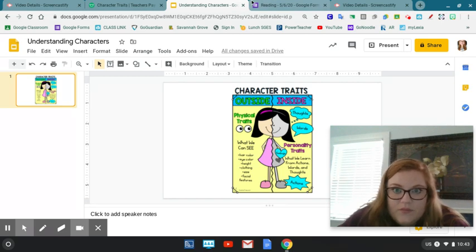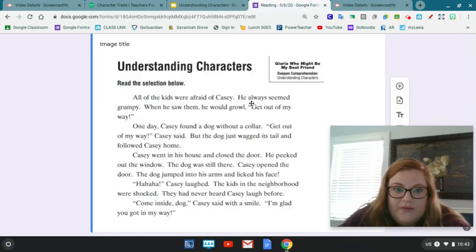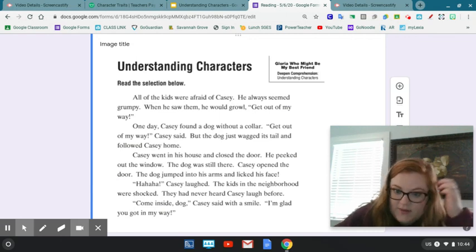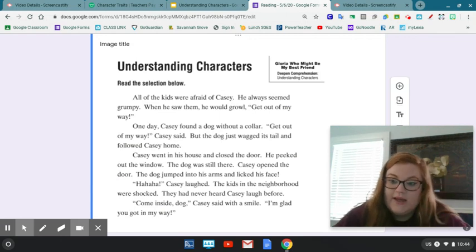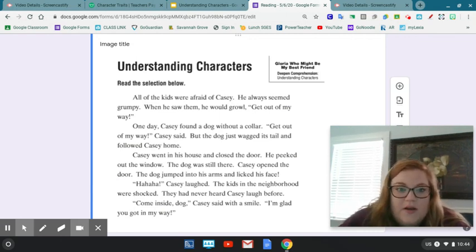So, just like yesterday, you have a little short story, and it is going to be about understanding characters. You are going to have a character in this story named Casey, and you're going to have to decide what kind of character Casey is and answer some questions about him. So I'll go ahead and read this little story to you.